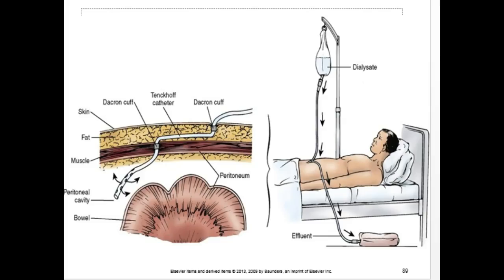For peritoneal dialysis, you see here a picture of the dialysate solution that's hanging on the IV pole. It's infused into the patient's peritoneal cavity where it sits for a certain amount of time, and then after that time is up, the solution is drained back out of the peritoneal cavity, and all the toxins and waste products come out with that solution.